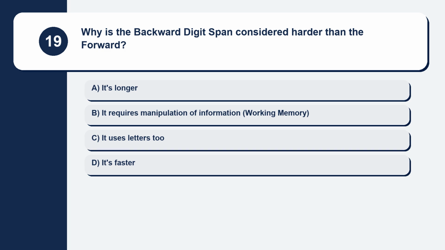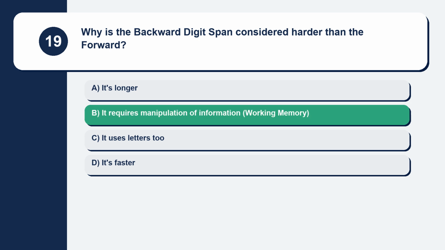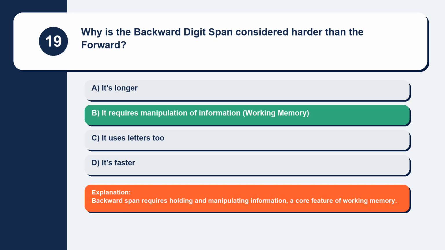Question 19. Why is the backward digit span considered harder than the forward? It's longer. It requires manipulation of information, working memory. It uses letters too. It's faster. Backward span requires holding and manipulating information, a core feature of working memory.